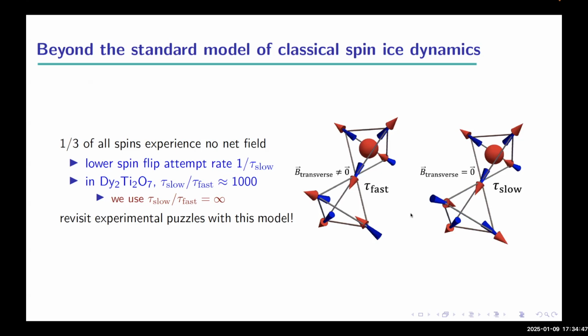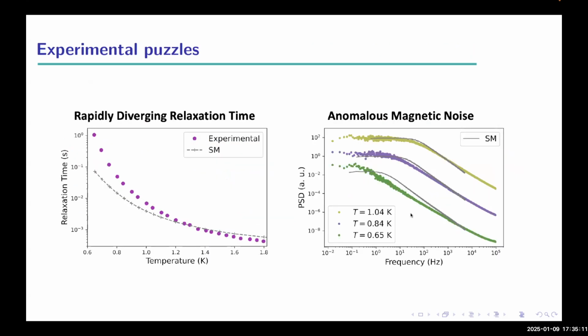The spin flip process is complicated in these pseudo spins, but at the end of the day, what certainly is true is that if you don't have a transverse magnetic field, you don't flip. So we estimate the ratio of these flipping times to be about 1,000. Being theorists, 1,000 is the same as infinity, so we basically just say this spin doesn't flip, those spins flip. This is the only thing we change, so this is what we call beyond the standard model of spin ice dynamics, and then we revisit the experimental puzzles.